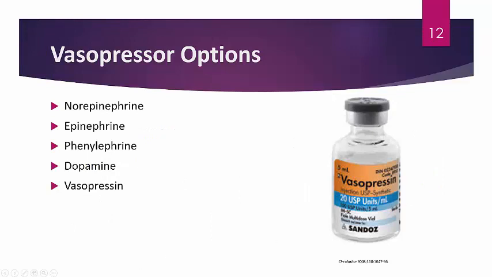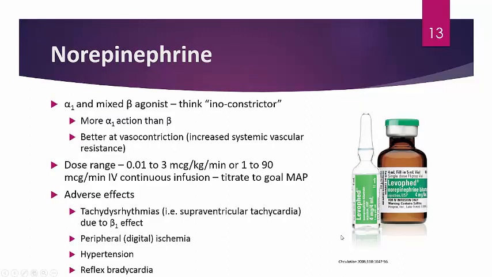So, as I stated before, we have many different vasopressor options that are available, and they all do different things. We have norepinephrine, epinephrine, phenylephrine, dopamine, and vasopressin. So the first drug we'll talk about is actually norepinephrine. So norepinephrine is an alpha-1 agonist as well as a mixed beta agonist. So it actually will activate both the beta-1 and beta-2 receptors. And primarily its action is more on alpha-1 than anything compared to beta-1 and beta-2.